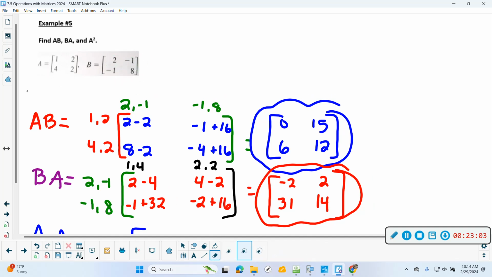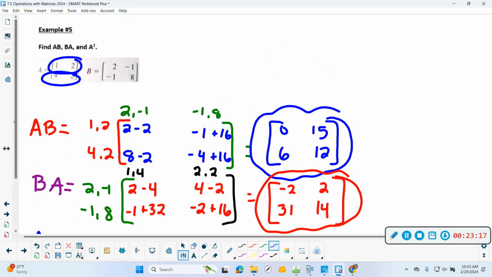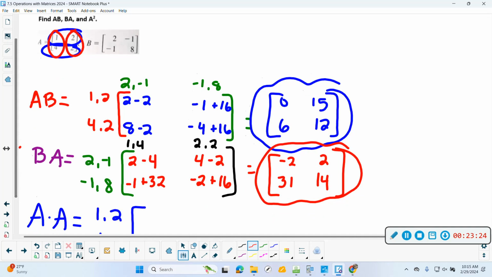So first thing I'm going to write down, remember, row, column. Rows of A: 1, 2, 4, 2. Now I'm going to scroll it back up to A. Seems weird, but we can do it. I'm going to write down the columns of A: 1, 4, 2, 2. I need a bigger board.